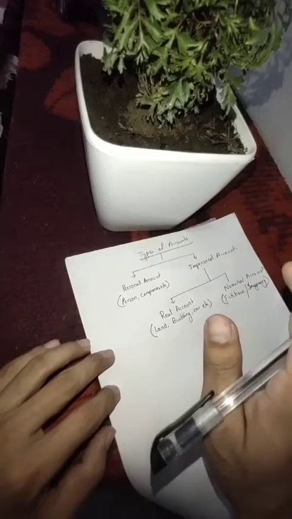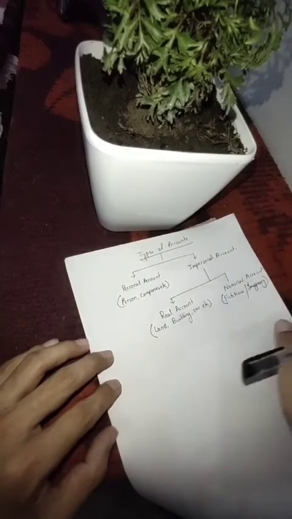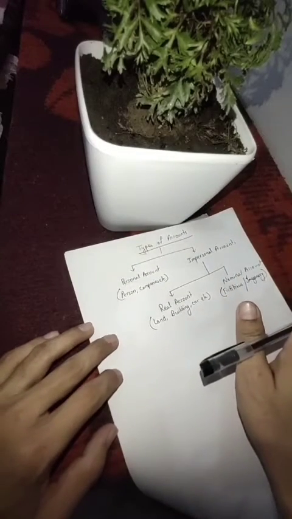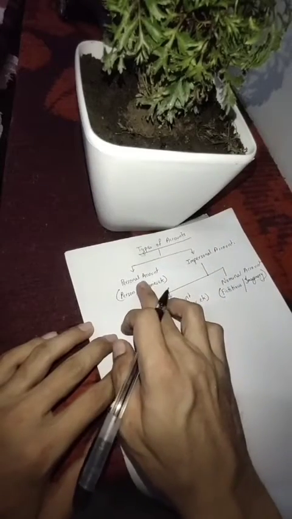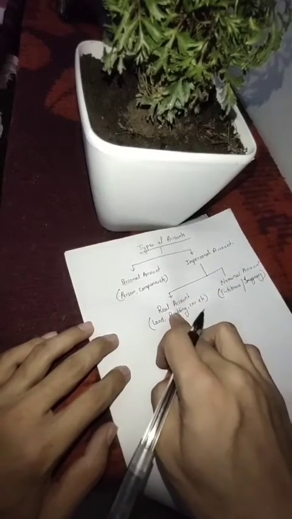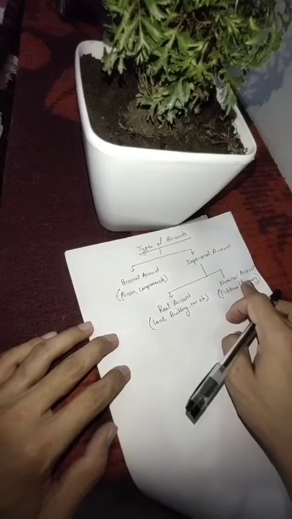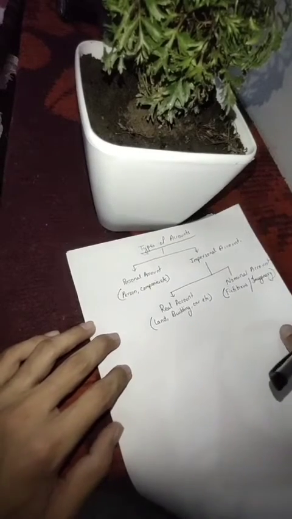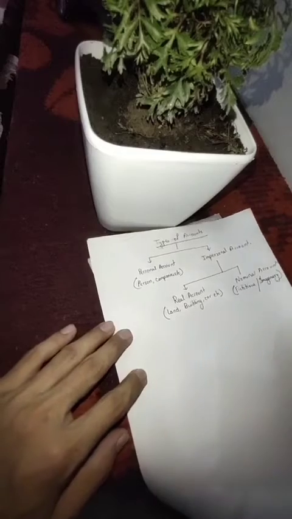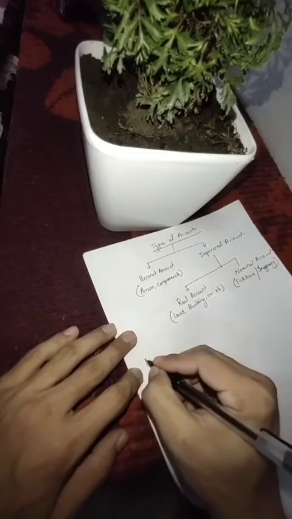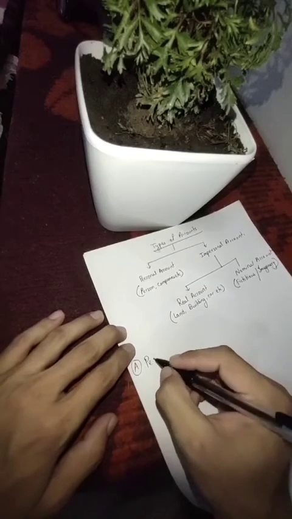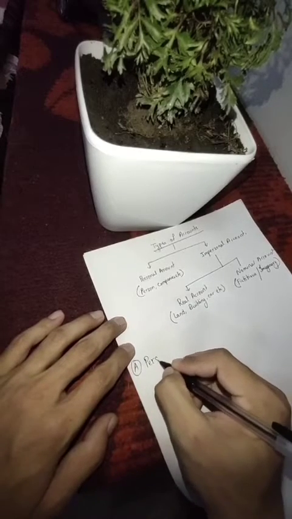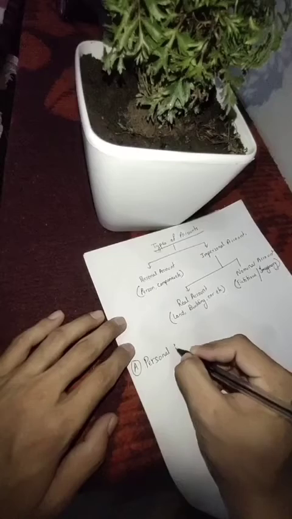So first you need to know what types of accounts there are. Basically, there are three types of accounts. One is personal account, the other one is real account, and the last one is nominal account. Now let's start with the first part, that is personal account. What is personal account? Let me put it as A, number one. Okay, personal accounts.